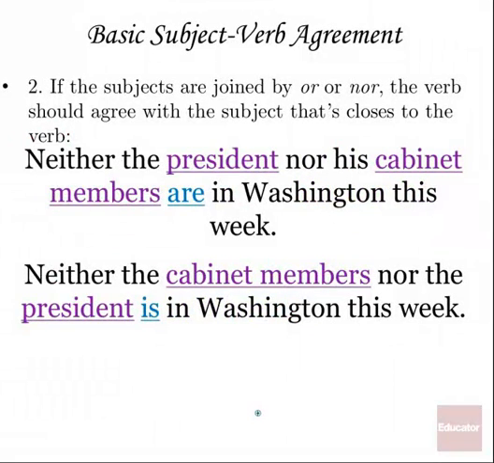Now, second rule, if your compound subject, your two or more subjects, are joined by or or nor, the verb should agree with the subject that's closest to the verb. Neither the president nor his cabinet members are in Washington this week. Cabinet members is what's closest to the verb, so we get the plural verb are. But if you reverse that order, neither the cabinet members nor the president is in Washington this week. Well, president is what's closest, so we get the singular verb is. It's all about proximity.